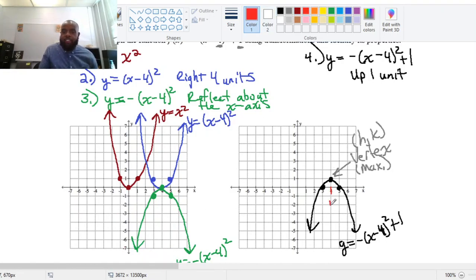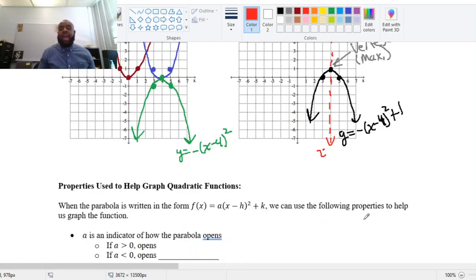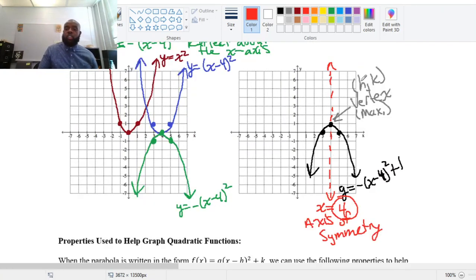Another property is that if I think about that vertical line that passes through my vertex, it actually separates or divides my function in half. That vertical line has an equation of x equals, and it's the x value that all of these points on that vertical line have, 4. This line is actually a line of symmetry because it divides our parabola in half, and so we call this the axis of symmetry. And it is that same value 4 that is the x coordinate of our vertex, and so the line x equals h is our axis of symmetry.